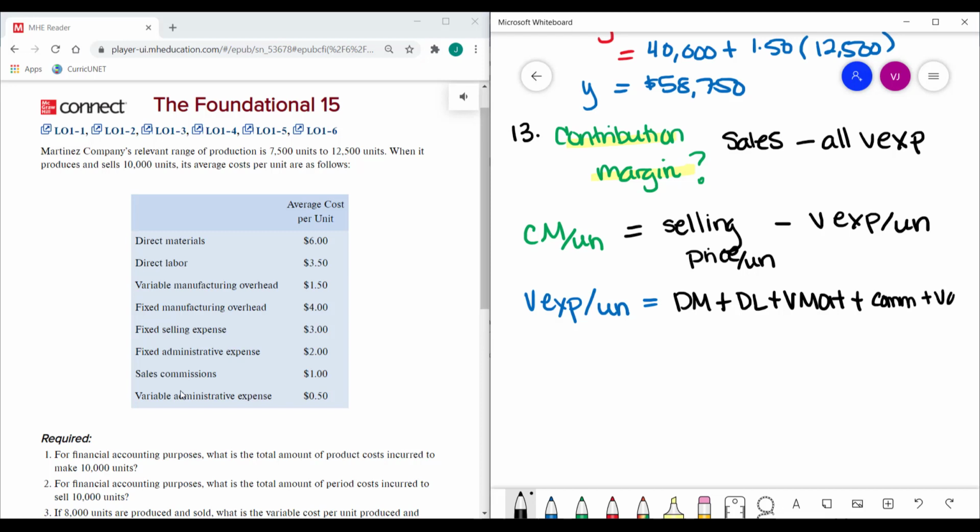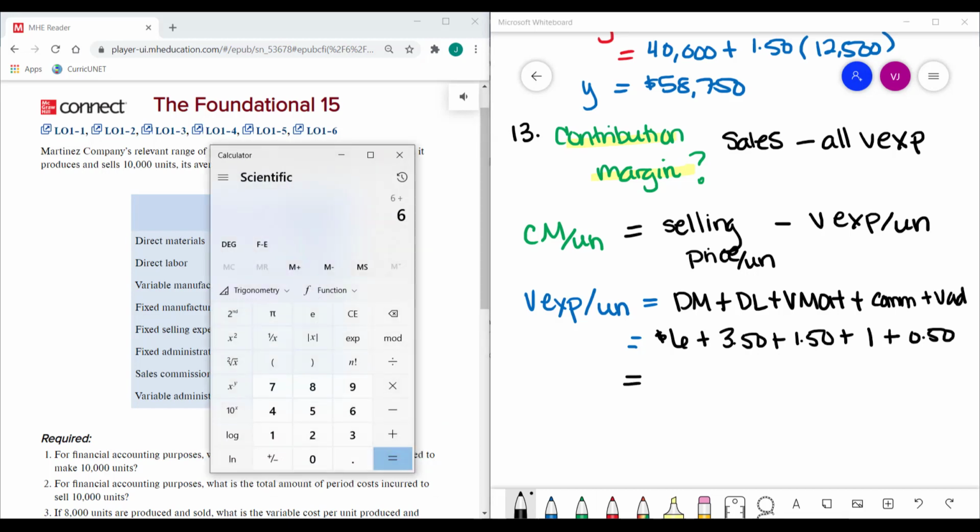plus the variable admin. Okay, so direct materials is $6, direct labor $3.50 per unit, variable overhead $1.50 per unit, commissions $1 per unit, and variable admin costs are 50 cents per unit. So what are the total variable expenses per unit? We'll do 6 plus 3.50 plus 1.50 plus 1 plus 50 cents. So that comes out to $12.50, and that's familiar, right? We already had found that $12.50 per unit. We already determined that earlier on.